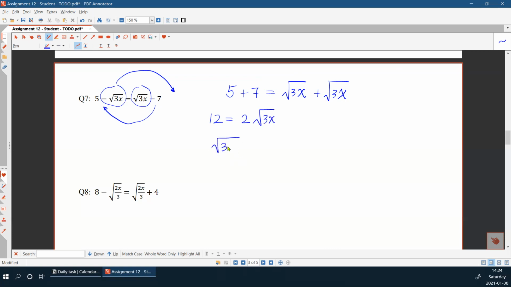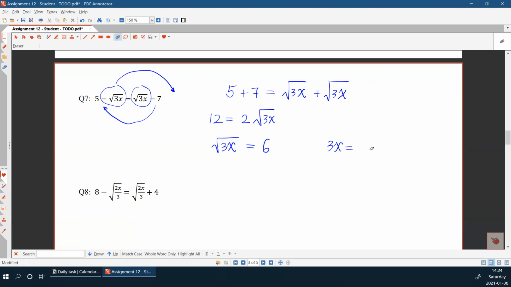Okay, this means square root 3x is actually 6, right? So when you have something square root, the square root of something is 6, that means this thing is 36, right?